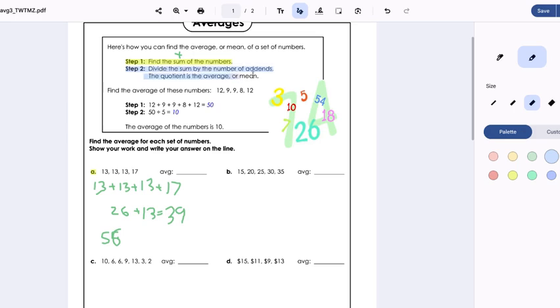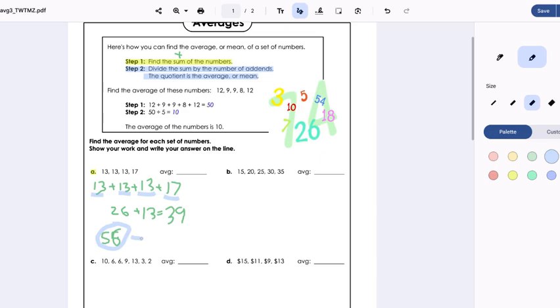Okay, and step two, this is a lot of words and it's confusing, but I'll try to make it easier for you. Divide the sum. So the sum would be 56, right? We've calculated our sum. Sum is a fancy word for what you get when you add up all the numbers. So our sum is 56. So if we divide the sum by the number of addends, well, addends just means the number of numbers we added. So how many numbers did we add together to get 56? We added 1, 2, 3, 4.